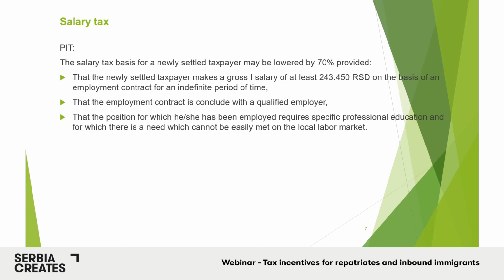Now, when I read you the legal provision, what you heard were several terms, several conditions. So you need to be a newly settled taxpayer. The employer has to be a qualified employer, and so forth. But there was a big condition with respect to the employee, in addition to him or her being newly settled: that the position for which he or she has been employed requires special professional education for which there is a need which cannot be easily met on the local labor market.